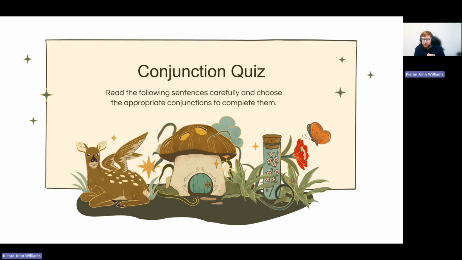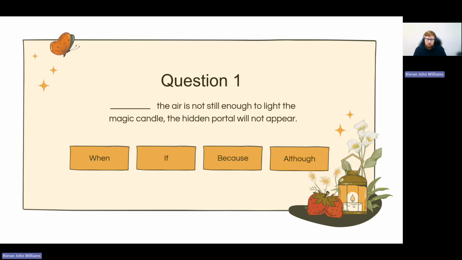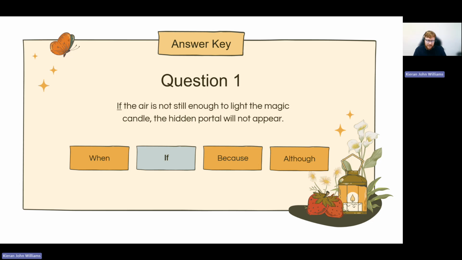So let's have a little bit of a practice just to check that we understand. So we're going to see some sentences next, and we just need to decide which conjunction is needed. So the first one: the air is not still enough to light the magic candle. The hidden portal will not appear. So which is the correct one here? Well, it is if, because only if this thing happens or doesn't happen, then the other thing will happen or not happen as well.